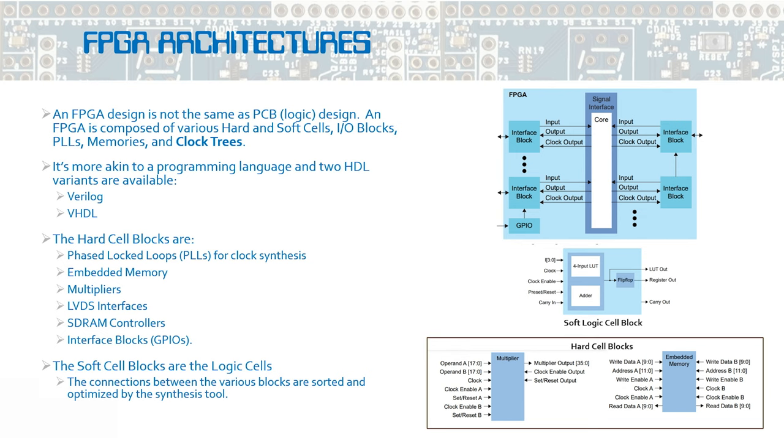You also have hard cells. If you think you're going to lay out a 400 megahertz DDR3 logic block interface and have it work on an FPGA structure where you're having picoseconds of timing skew to match, no, not going to happen. So the FPGA manufacturers say, okay, you want DDR or DDR3 or DDR4, we'll give you a hard cell that does that. You just have to talk to it. For example, embedded memory is a hard cell, an SDRAM interface is a hard cell, multipliers are hard cells.